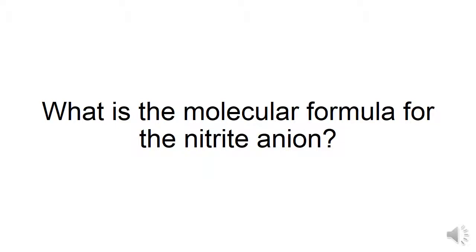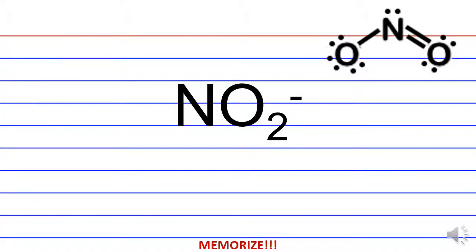What is the molecular formula for the nitrite anion? That would be NO2 negative. The overall molecule has a charge of -1. And so we can see here it has a bent molecular geometry. Nitrogen has 2 lone pairs of oxygen, and it can form a resonance structure by rotating the double bond between each oxygen to distribute the overall charge. All right.